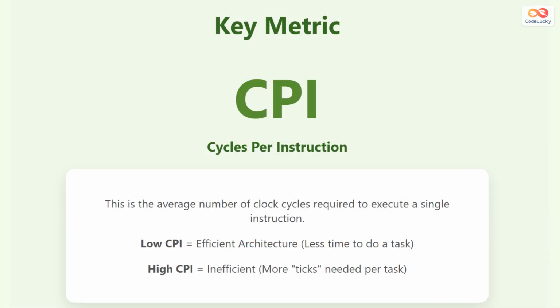Computer architects use a metric called CPI, or cycles per instruction, to measure efficiency. If a processor has a low CPI, it means it can finish tasks in fewer ticks. A high CPI means the processor is inefficient, wasting many clock ticks just to get one thing done.